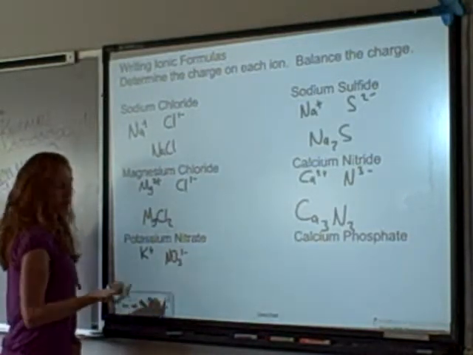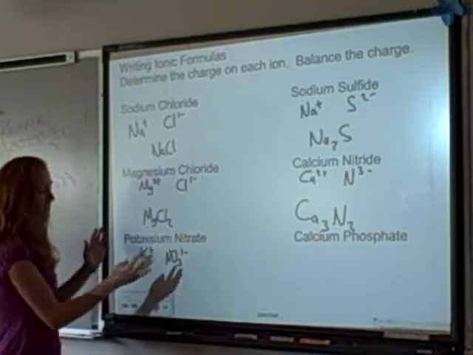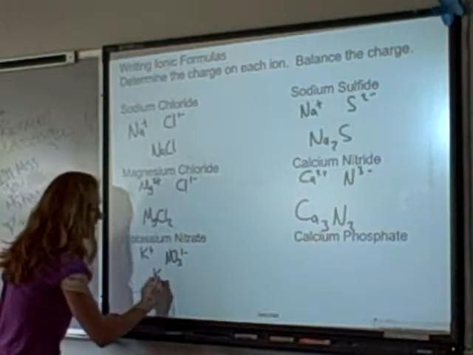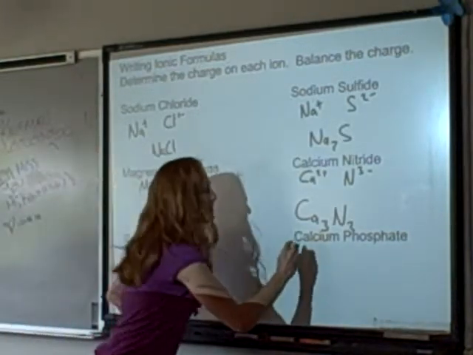Okay, so potassium nitrate. Here's nitrate, NO3 with a 1- charge. There's potassium, it's a 1+. Their charge is already balanced. So I need 1 potassium, K, 1 nitrate, NO3. There we go.